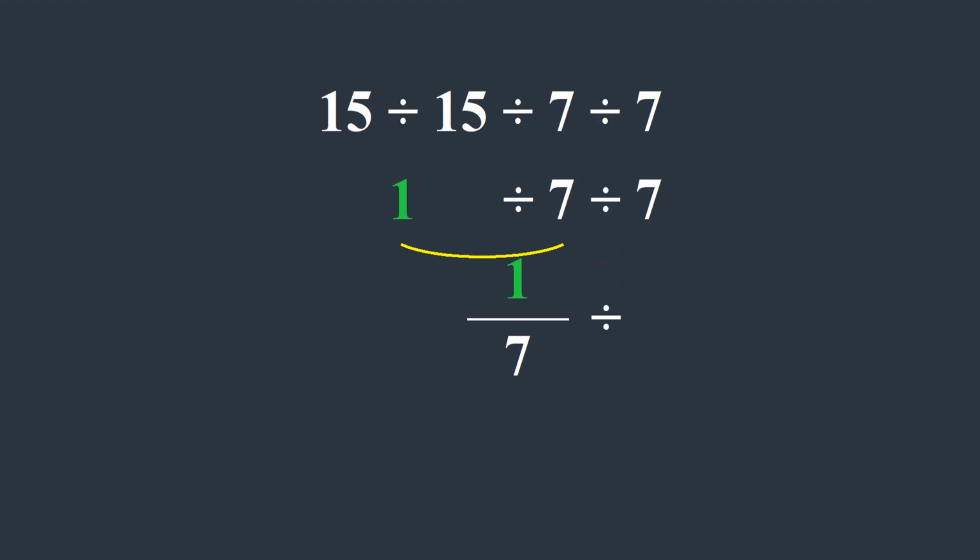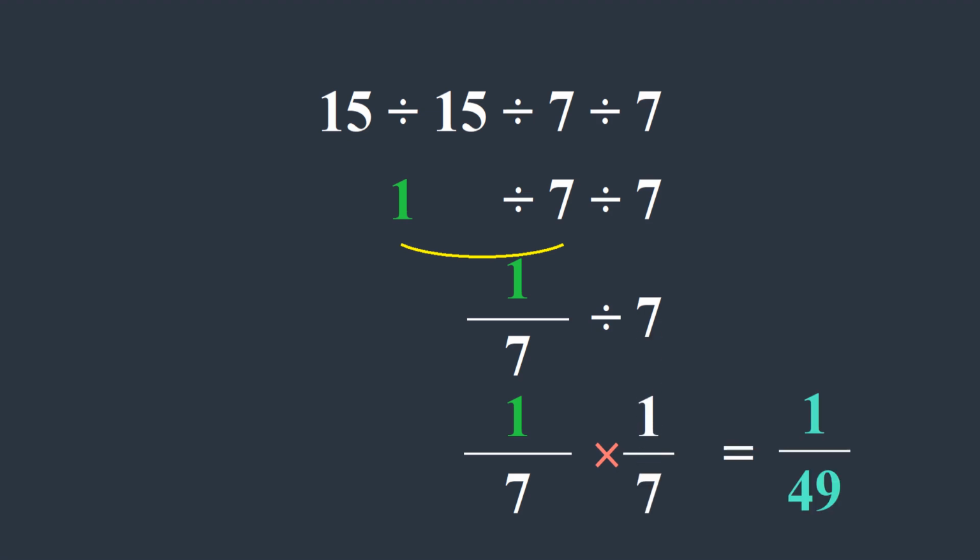divided by 7. So we must keep the first fraction 1 over 7 and change division to multiplication. Then flip the second fraction, 1 over 7, so we get 1 over 49. And this is our final answer for this problem.